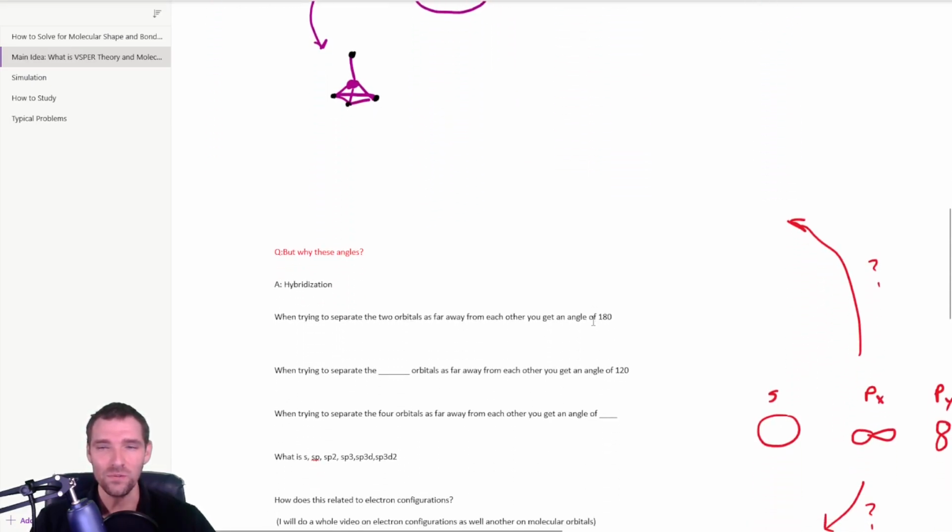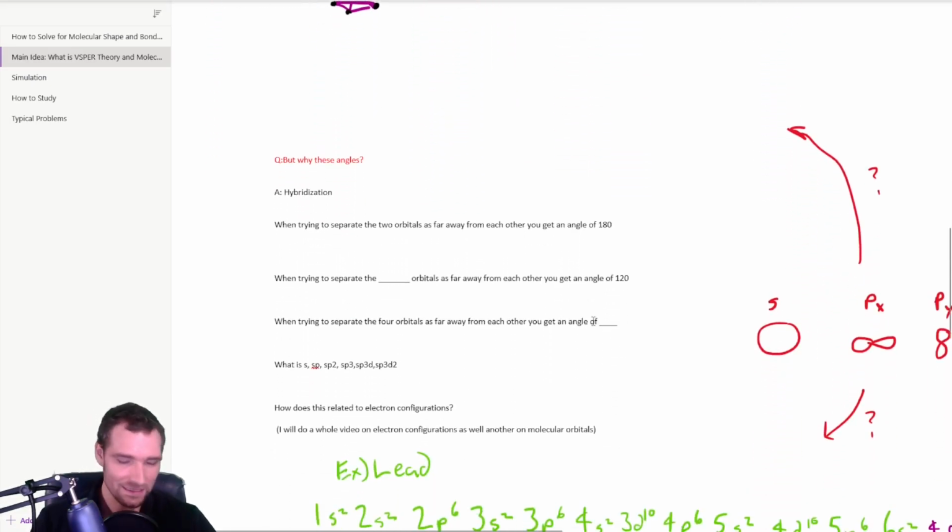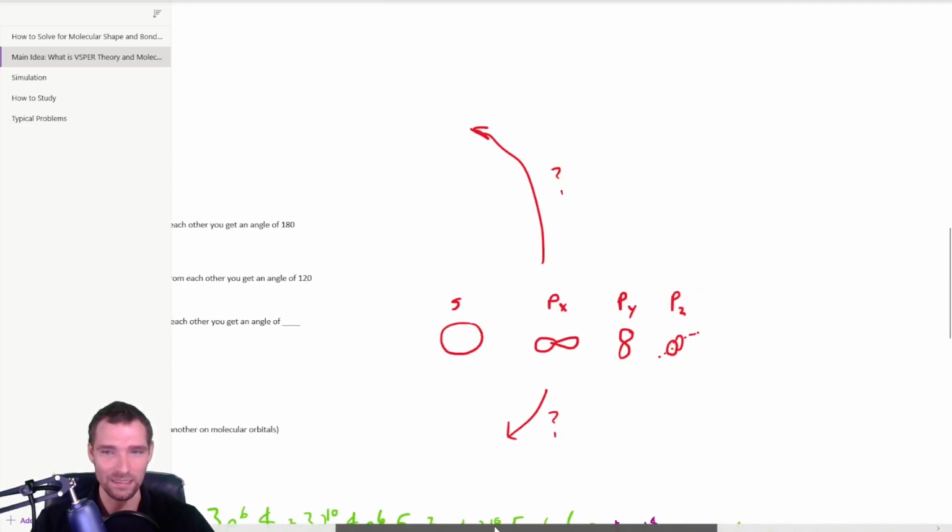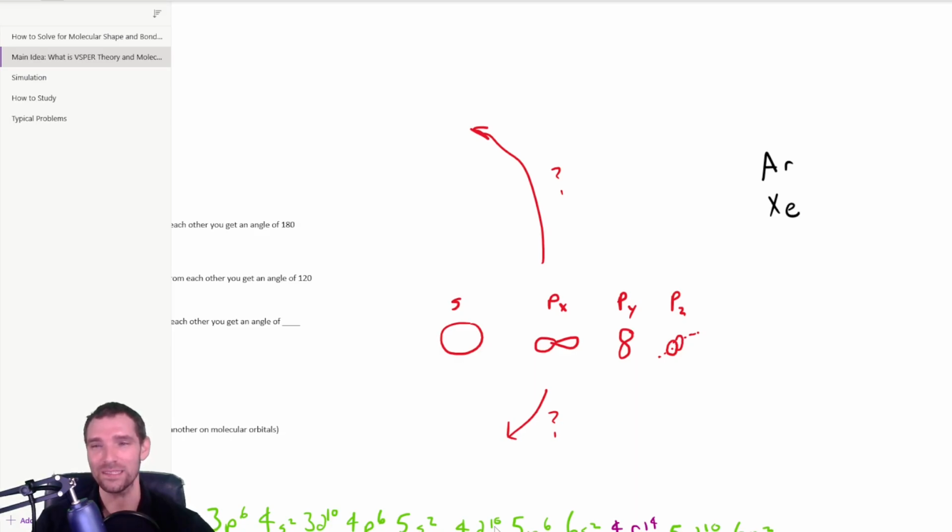So you might be wondering, why are we getting these angles? It has to do with hybridization. When we're talking about maybe argon or xenon or any of those things, in the end they're going to have a complete electron shell. So these are stable due to filled sp orbitals.